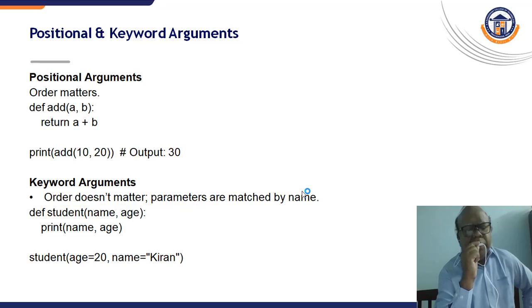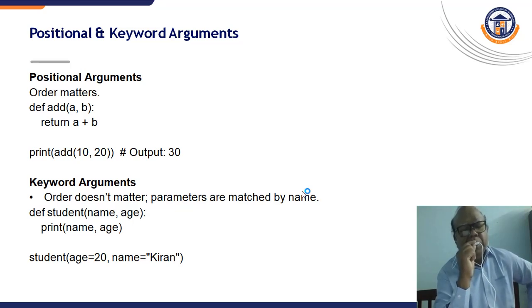So when you are doing it like this, you can see that in the function, the first position has the name, and the second position has the age in the parameter. But here, when you are passing the arguments, you are changing the order. First you pass the age 20, and then the name Kiran. So the order is not important in keyword arguments, but in positional arguments order is important.